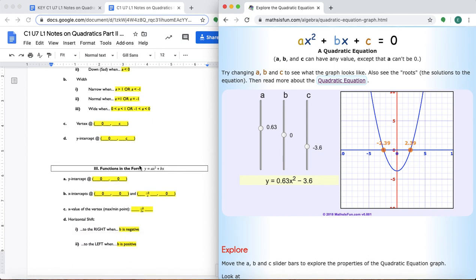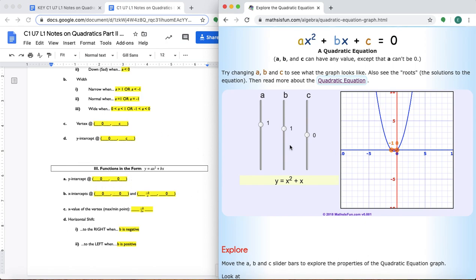But last but not least, what if I have an incomplete quadratic where I'm missing my constant? So let's say my constant is 0. How does that change my graph? Well, notice, let's make it 1. Let's try to make it normal. Okay, so here, there's a couple of different things that we want to look for.